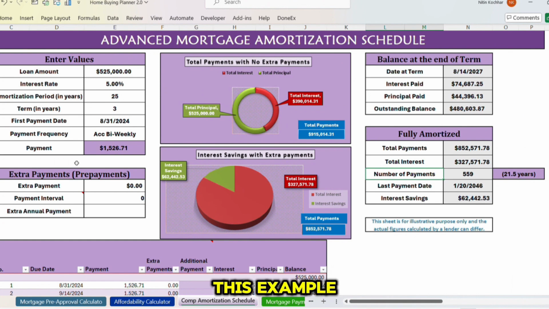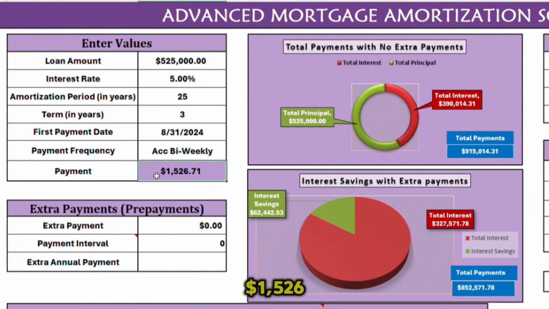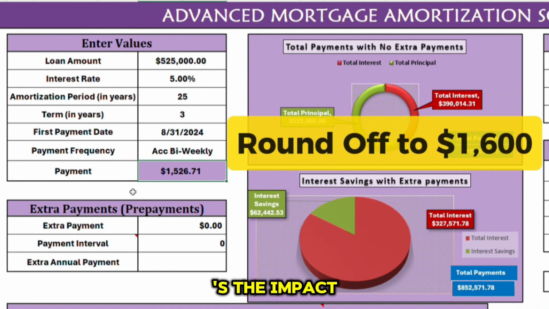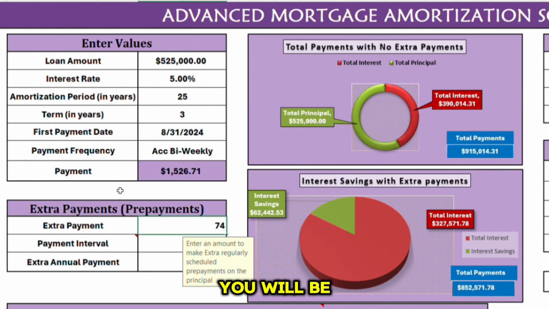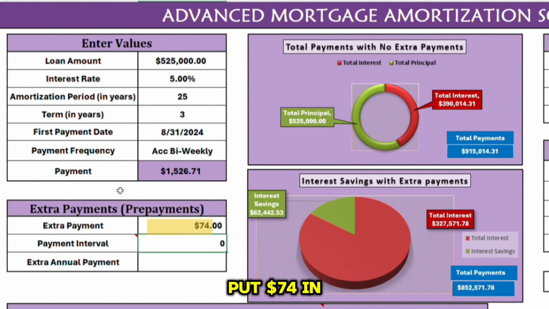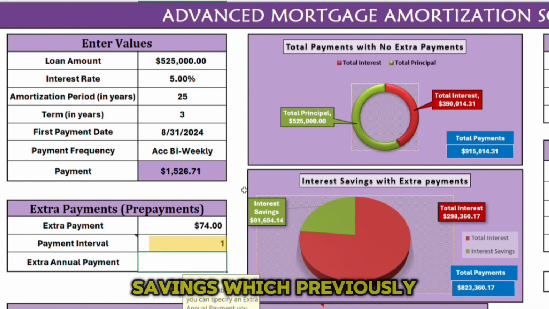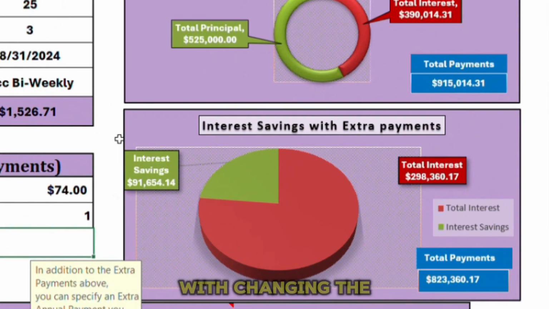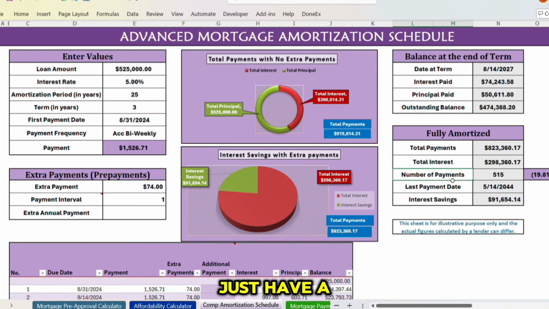How? Let's see with this example. So now accelerated bi-weekly payment is $1,526. If you further round it off to $1,600, let's see what the impact is going to be. $1,600 means you will be paying additional $74 with each bi-weekly payment. So I'm going to put $74 in the interval since we will be paying with each payment. So I'm putting 1 over here. So the interest savings, which previously was $62,000 with changing the frequency, have now increased to around $91,654 by further rounding of the payment to $1,600 bi-weekly. So if you can club both these things, it will have further savings. And just have a look here.